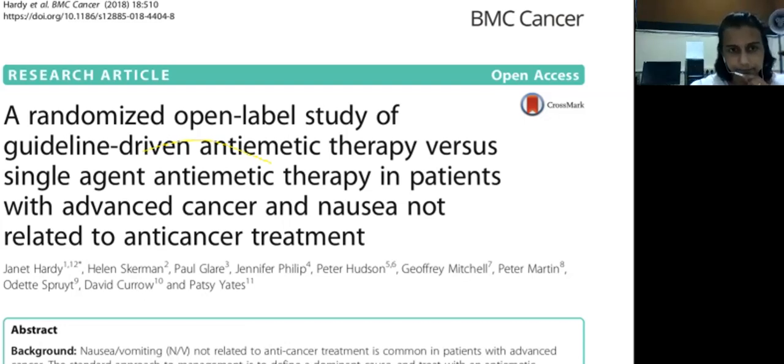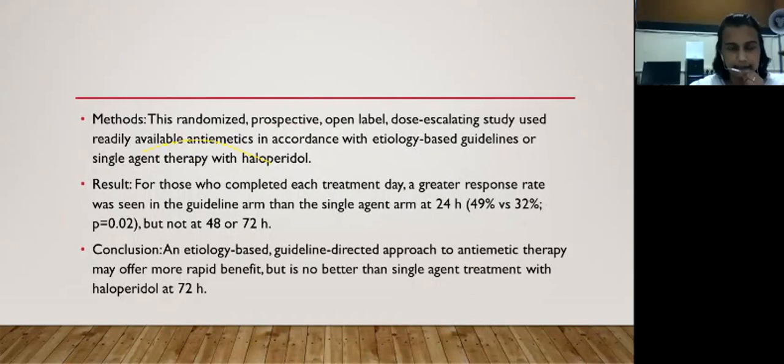Next slide. So what they've done is, it's a randomized prospective open-label trial, and the study used readily available antiemetics in accordance with the etiology-based guidelines. So the idea was, as I said, that we have to go with the etiology-based guidelines. So whatever the cause of the vomiting, you give the medication.